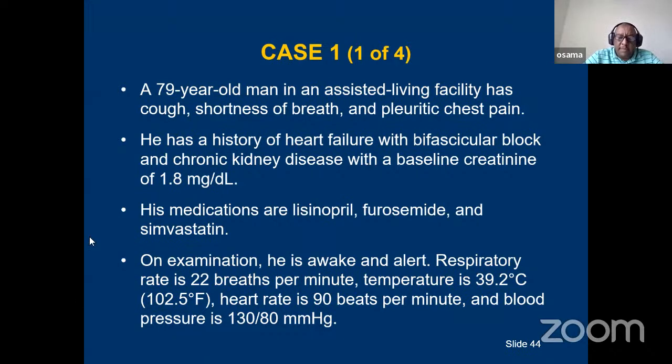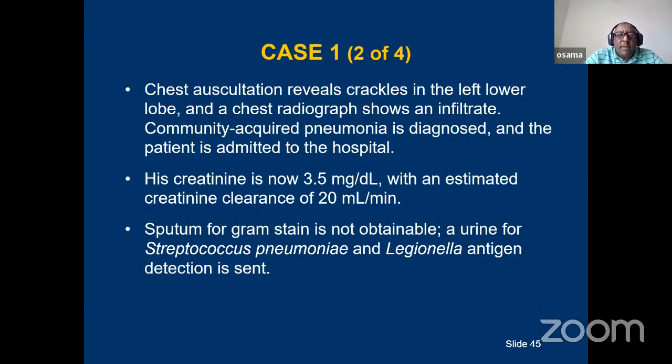Heart rate is 90 and blood pressure is 130/80. Chest auscultation revealed crackles in the left lower lobe. Chest radiograph shows infiltrate. Community-acquired pneumonia is diagnosed, and the patient is admitted to the hospital. His creatinine is now 3.5 with an estimated creatinine clearance of 20 ml per minute. Sputum for gram stain is not obtainable. Urine for strep pneumonia and Legionella antigen is sent.